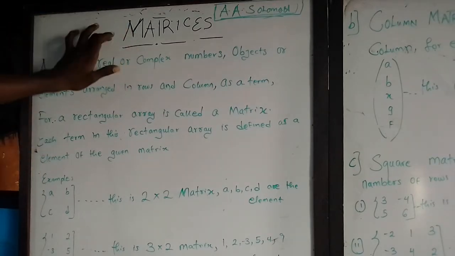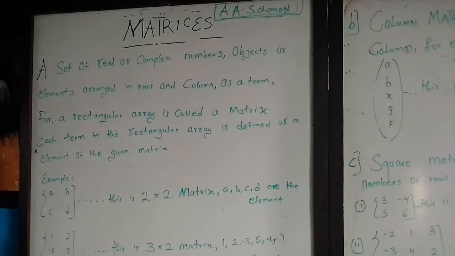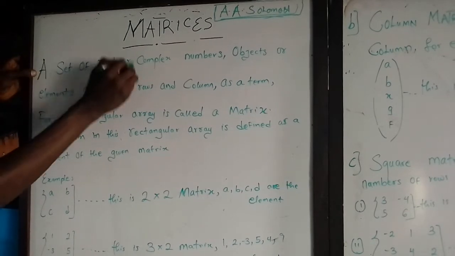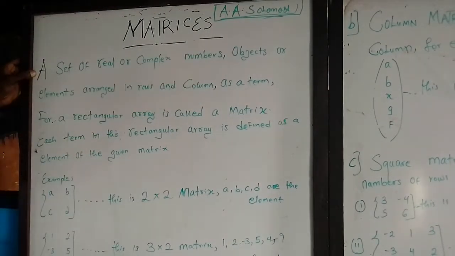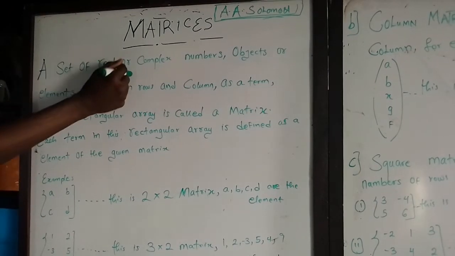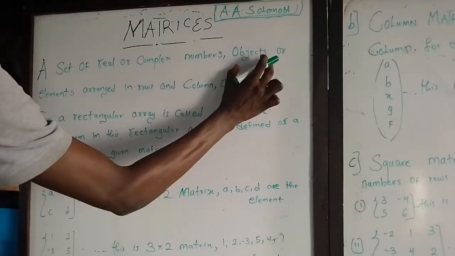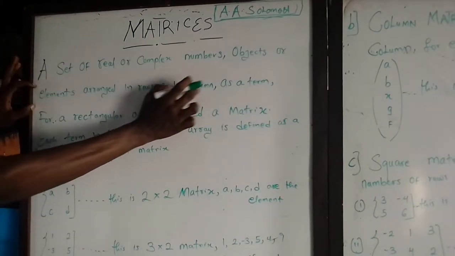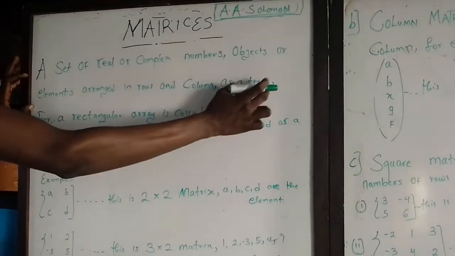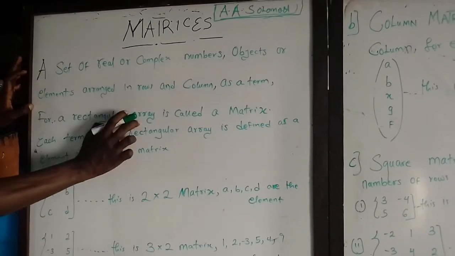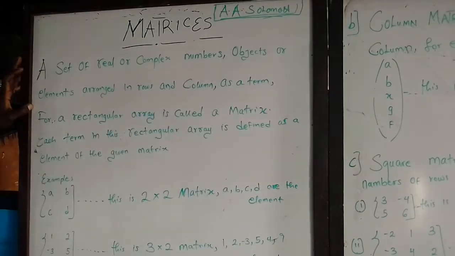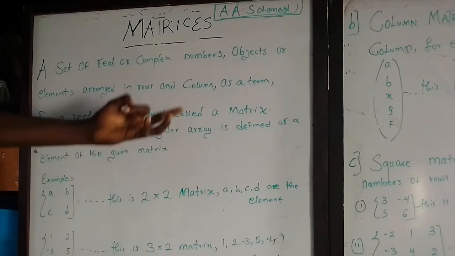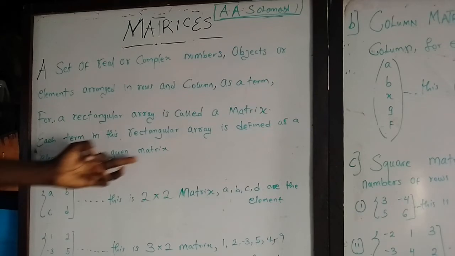Our topic today is matrix. What is a matrix? A matrix can be defined as a set of real or complex numbers, objects or elements arranged in rows and columns as a rectangular array. Each term in this rectangular array is defined as an element of the given matrix.